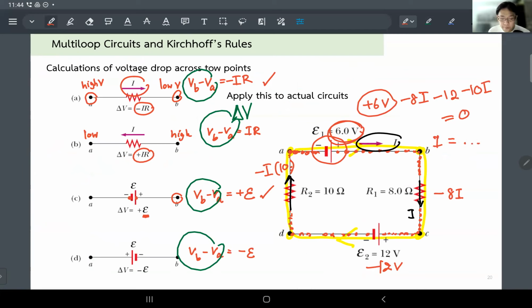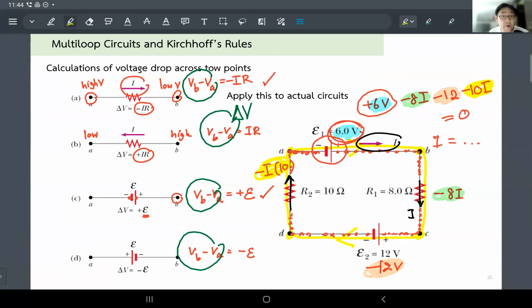Okay. Isn't that cool? All right, you guys should be able to look at this one. This is 6 volt, come from here. 8I, that's there. Negative 12, that's here. And that negative 10, that's right there. Those are the sum. See, that's how easy it is for you to apply the loop rule.